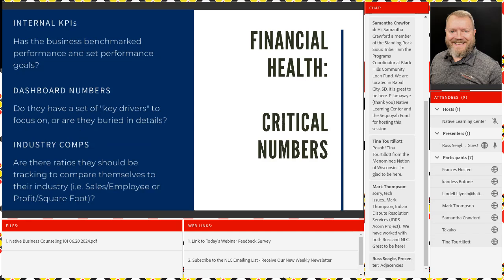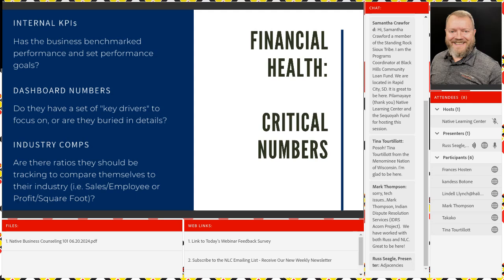With critical numbers, every business has internal KPIs. These are key performance indicators. Have they looked at benchmarking their business to other similar businesses? Are they using best practices? Are they setting performance goals? Are they getting their employees to help set performance goals? Because time and time again, when employees help set those goals, they're going to help reach those goals. If you set the goal and tell your employees to go do it, they're less likely to do it.